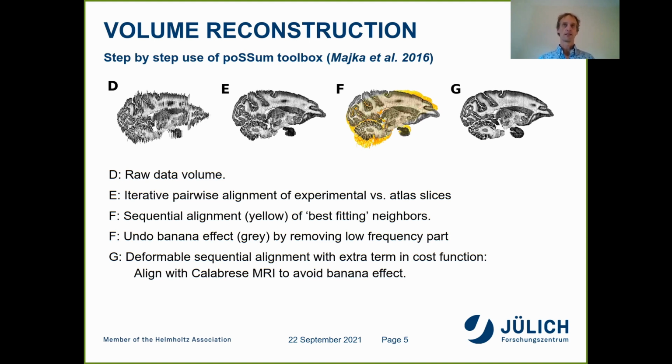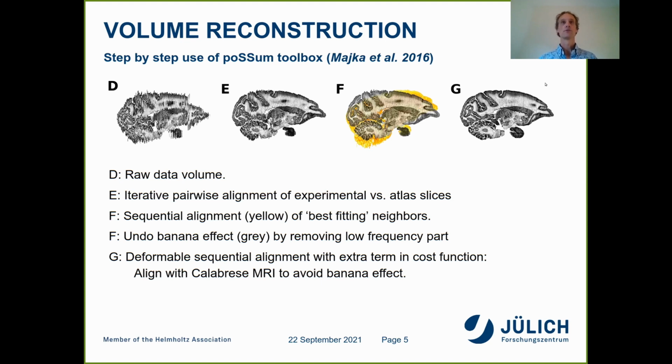But if you would just blindly do that, you would again have the banana effect, or maybe even worse, because you have more degrees of freedom. And there is no easy way to undo it if you do deformable transformations. So instead, we used an extra cost term in the cost function, where we also tried to align the sections to the Calabrese MRI sections as we did in the step from D to E. So it's more or less the two steps combined to go to G.